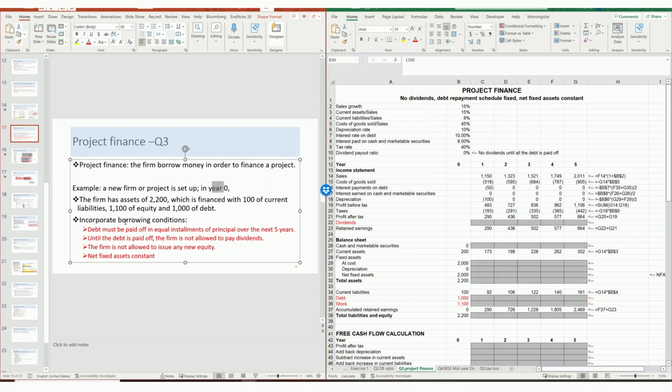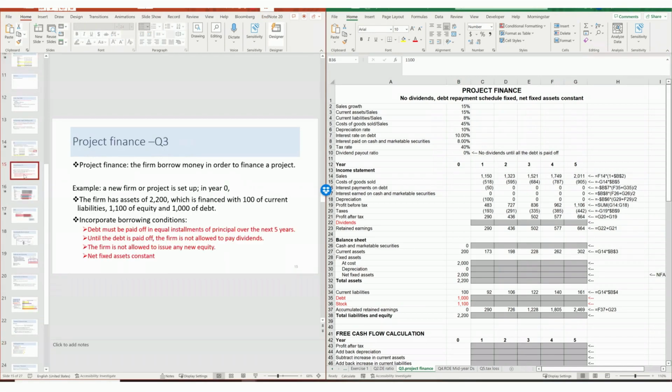So there are some borrowing conditions here. We have the requirement that debt must be paid off in equal installments of principal over the next 5 years. So now first, let's start with the simplest step, which is incorporating the debt condition, or the borrowing conditions here. So our total amount of debt is 1,000, and we want to pay off all of these 1,000 equally. So we're going to spread out the payment evenly over the future 5 years. So that will be 1,000 divided by 5.